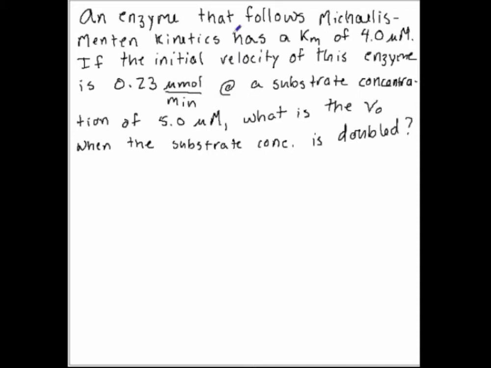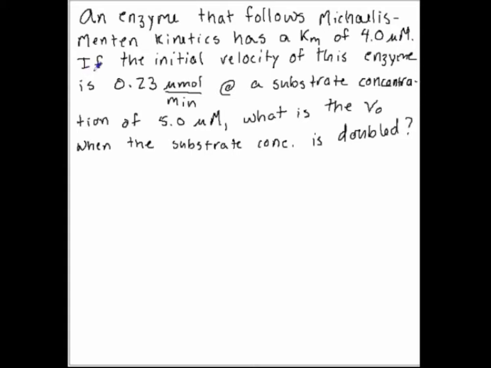And of course, if you're going to use this equation to describe an enzyme, then that enzyme must follow Michaelis-Menten kinetics. In more practical terms, what that means is that it's not going to be an allosterically regulated protein with multiple subunits. It's going to follow that hyperbolic curve that we see for the Michaelis-Menten equation. So we have an enzyme that follows Michaelis-Menten kinetics. It has a KM of 4.0 micromolar.